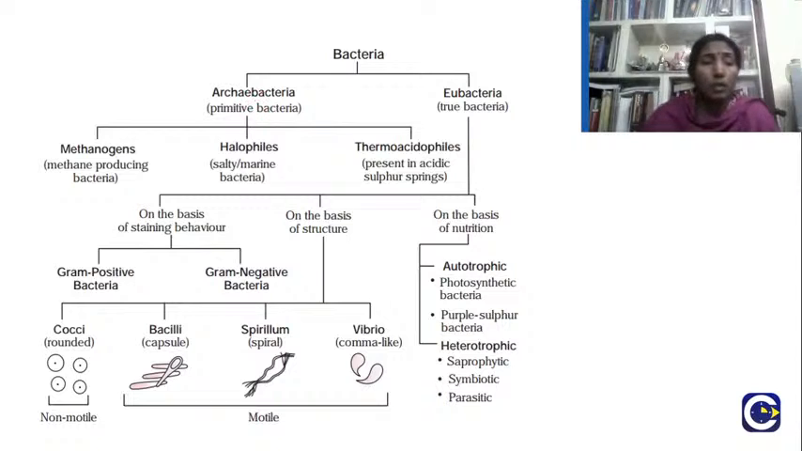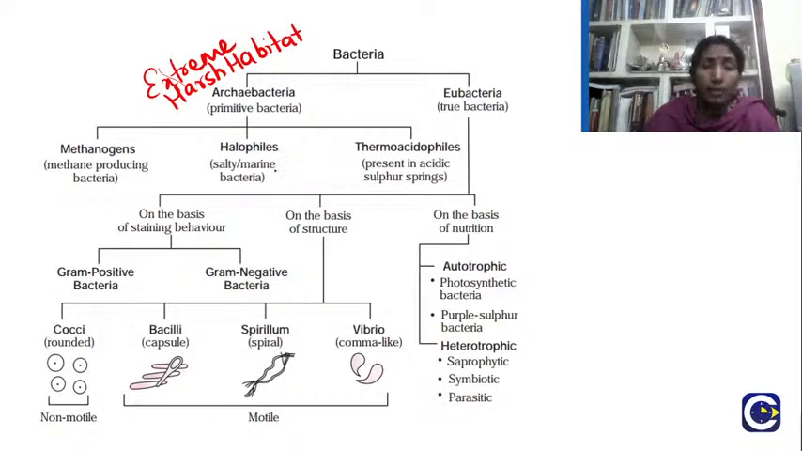So here, just look into it. Bacteria are broadly classified into Archaebacteria and Eubacteria. Archaebacteria are the bacteria that live in very extreme, harsh habitats, which we call Archaebacteria, primitive from time. Then we have the Eubacteria. They are different because we call them true bacteria. They are Eubacteria because they have a rigid cell wall.